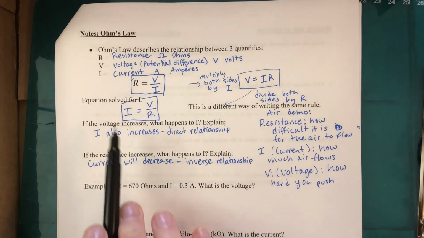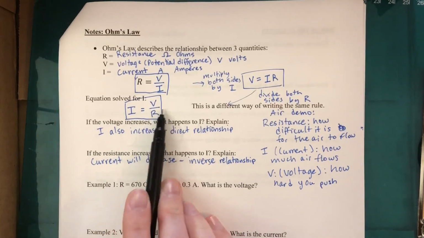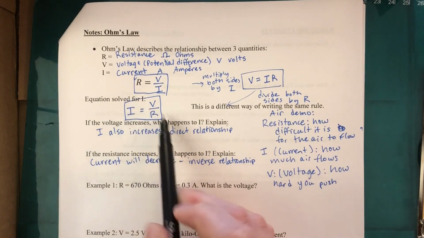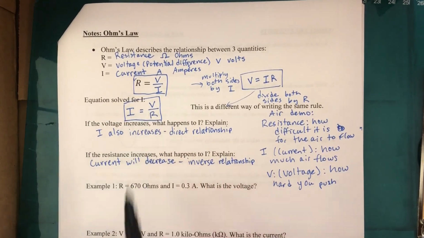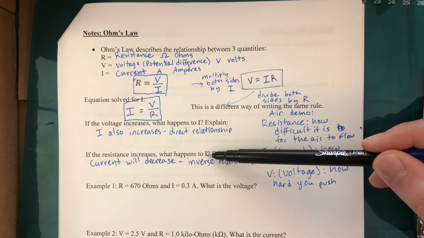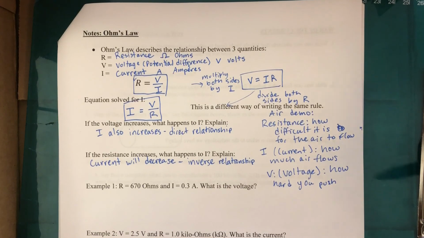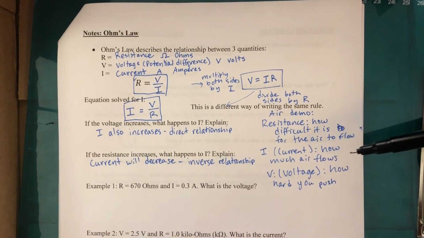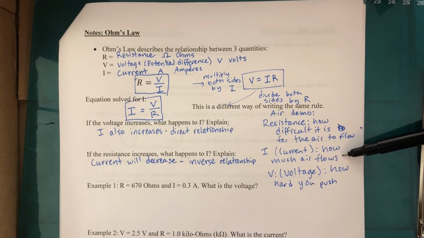In the equation, we can see that when it's on the bottom, increasing this number will decrease this number. So on the bottom of an equation always goes with an inverse relationship. Let's also think about this in terms of the air demo. If resistance increases, what happens to the current? That's like asking, if it's more difficult for the air to flow, what happens to the amount of air that flows?